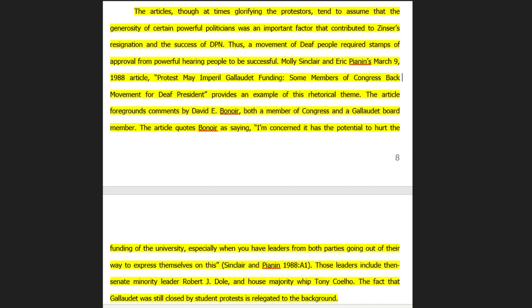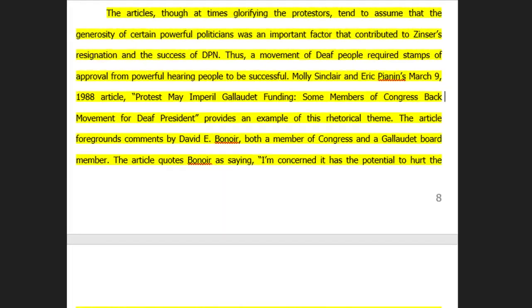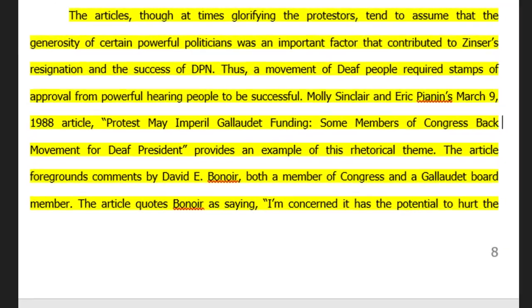The article foregrounds comments by, I won't mention the names, a member of Congress and a Gallaudet board member who was quoted as saying, "I'm concerned that it has the potential to hurt the funding of the university, especially when you have leaders from both parties going out of their way to express themselves on this." Those leaders included, it names a couple of politicians. And then my paragraph concludes with my own thought: "The fact that Gallaudet was still closed by student protests is relegated to the background." So the point in this paragraph is very clear in that first sentence.